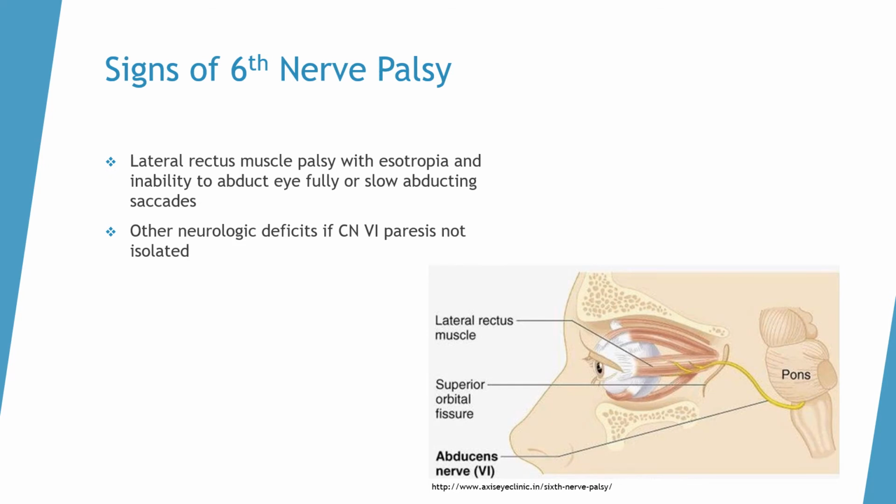Some signs that you may observe in patients with sixth nerve palsy is the lateral rectus muscle palsy with the esotropia, and because of the inability to abduct the affected eye fully. Depending on the location of the etiology, you may also notice other neurological deficits if the cranial nerve 6 paresis is not isolated.